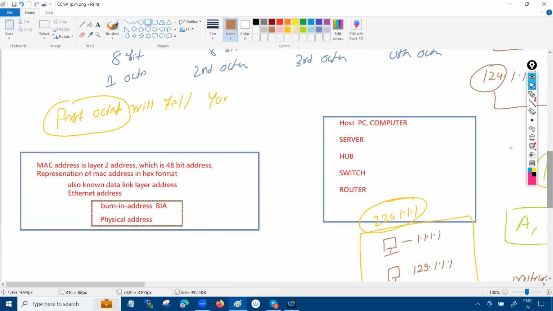So let me show you some labs of this, how you can use the Cisco Packet Tracer. Let me open my Cisco Packet Tracer.